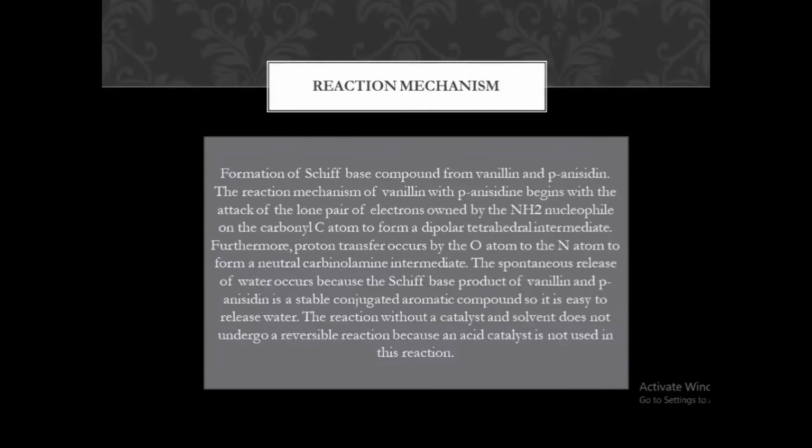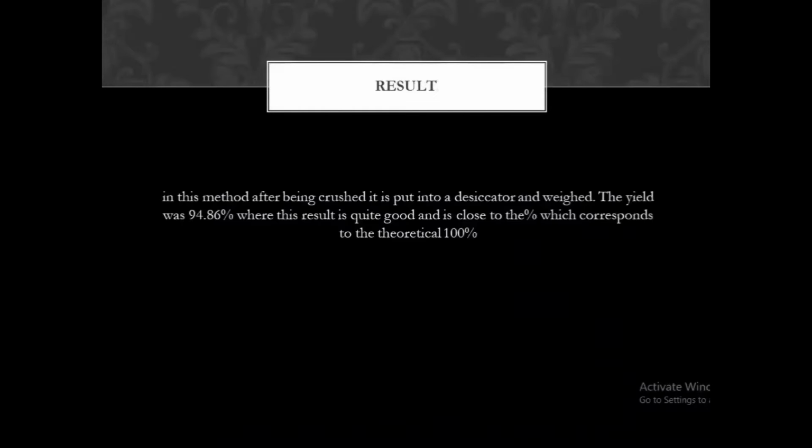The reaction mechanism of vanillin and p-Anisidine begins with the attack of the lone pair of electrons of the amine nucleophile on the carbonyl C atom to form a dipolar tetrahedral intermediate. Furthermore, proton transfer occurs between the O atom and N atom to form a neutral carbinolamine intermediate. The reaction without a catalyst and solvent does not undergo a reversible reaction because an acid catalyst is not used in this reaction.